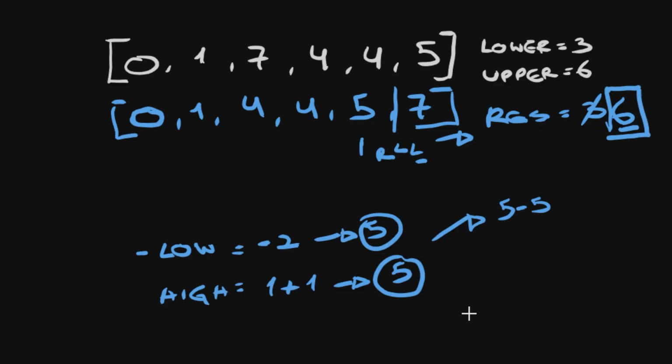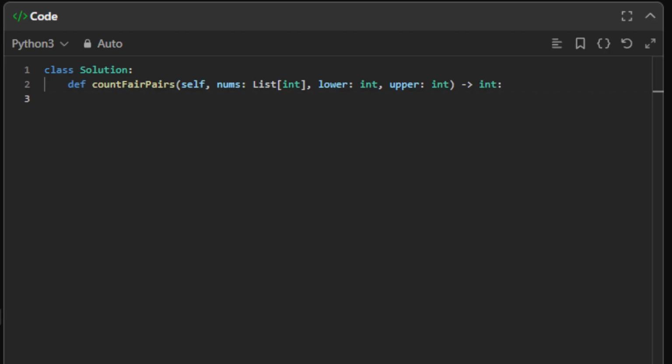So now let's go with the code, and hopefully you will get the idea. First we want to sort nums, so nums.sort, and initially we will say result equals 0. And now we want to create the binary search function. So binary search, this will take a low, a high, and a target as arguments.